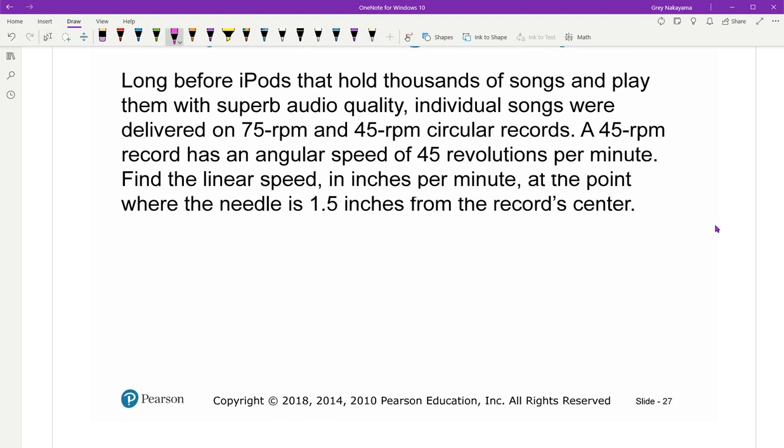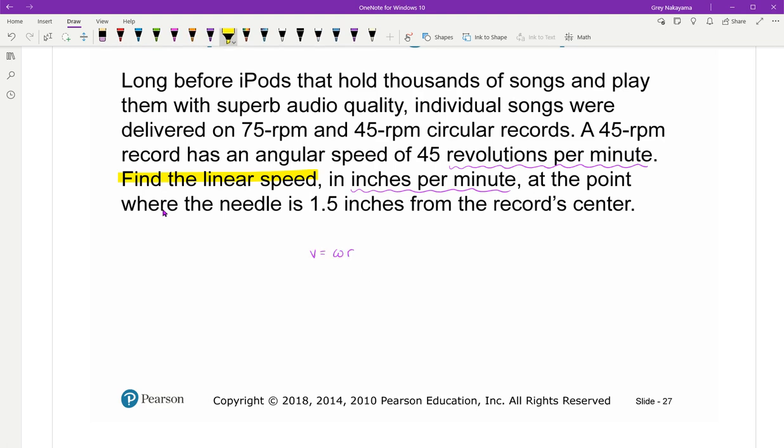It will simplify things. So long before iPods that hold thousands of songs and play them with superb audio quality, individual songs were delivered on 75 RPM and 45 RPM circular records. A 45 RPM record has an angular speed of 45 revolutions per minute. Find the linear speed in inches per minute at the point where the needle is 1.5 inches from the record's center. So they've asked me for the linear speed, and they gave me the angular speed.